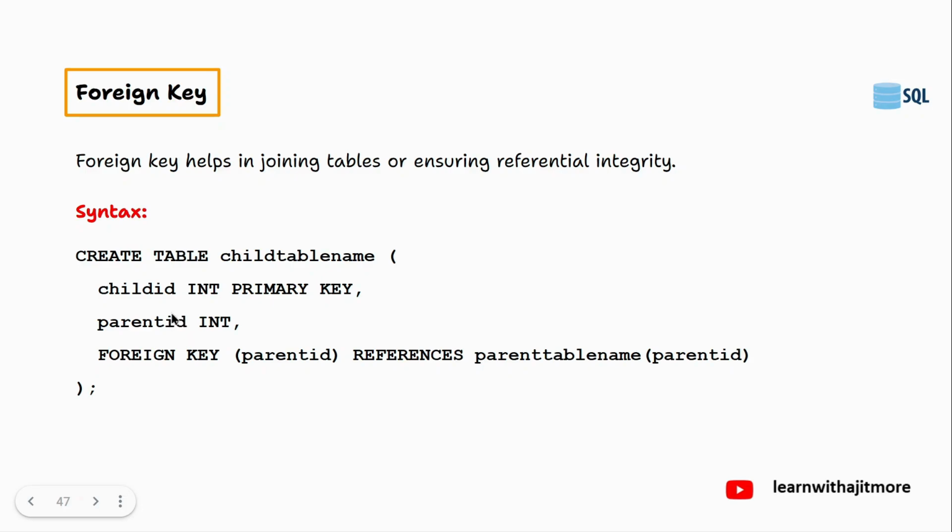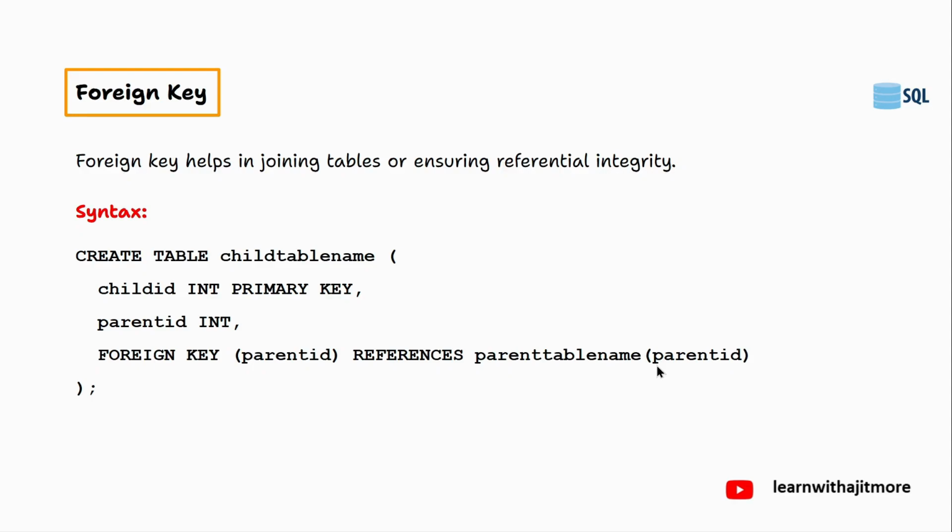Parent ID is a column in this table, but it is referring its value from the primary key of some other table. So what I'm telling is that this parent ID is a foreign key and it is referencing the parent table's primary key. Understand the syntax carefully. Okay? Then about the cascading rule, I'll tell you. Before that, I'll give you one demonstration of this.